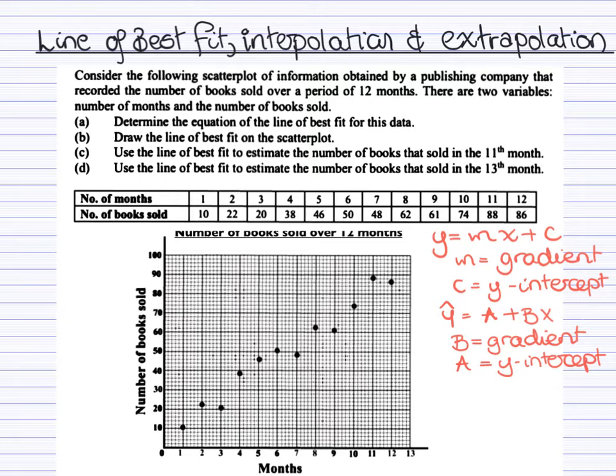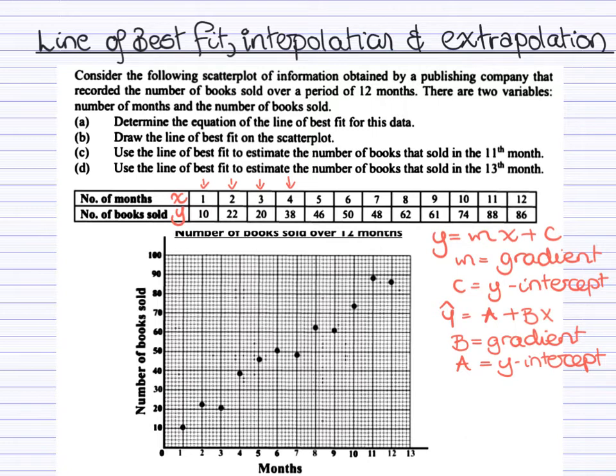You will now need to put your calculator into stats mode. If you're not sure how to do that, turn to page 332 of your Clever Maths textbook. Alternatively, I'll leave up instructions at the end of the video for your reference. You will now need to plug in these values into your calculator to work out what your a, your y-intercept, and b, your gradient is.